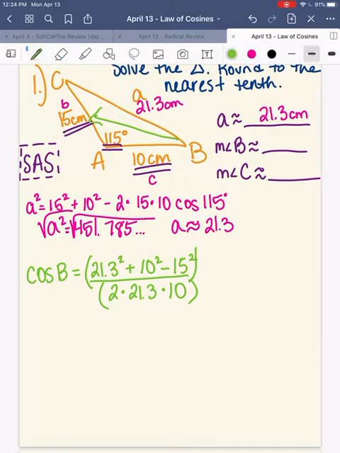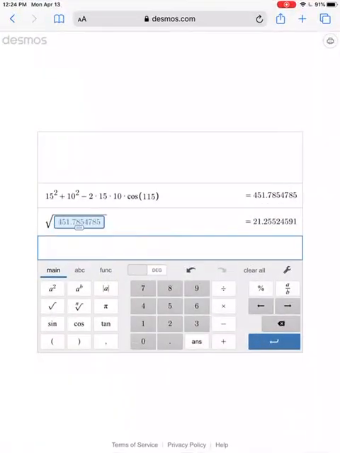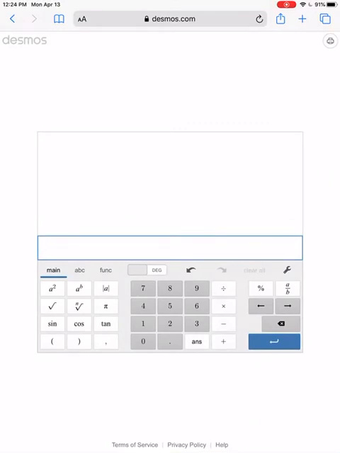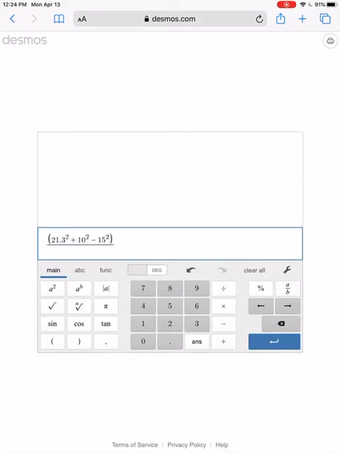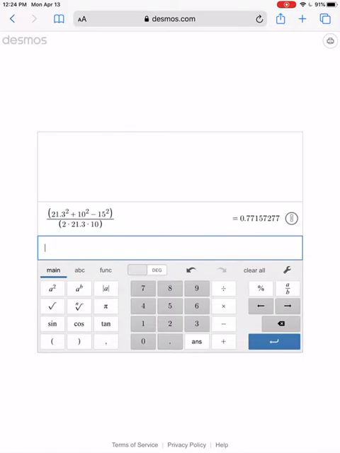Okay, so let's type this in Desmos. I'm going to clear, open parentheses, and type in 21.3 squared plus 10 squared minus 15 squared, close parentheses, because you want to tell the calculator all of this is in the numerator. Then divide, open parentheses again, all of this is in the denominator: 2 times, and then it's those first two numbers again, 21.3 times 10, close parentheses, and then hit enter. Now, 0.7715.